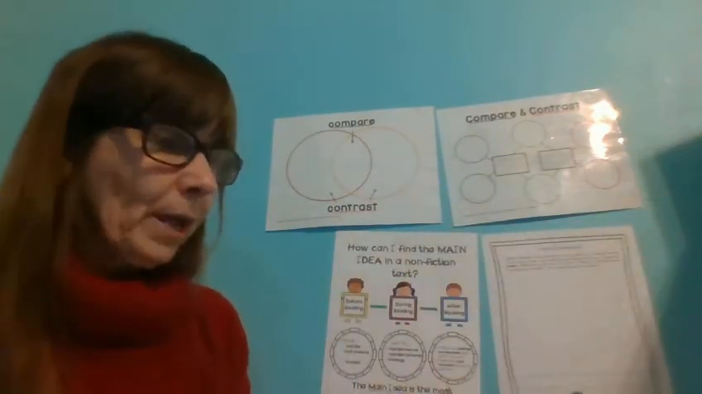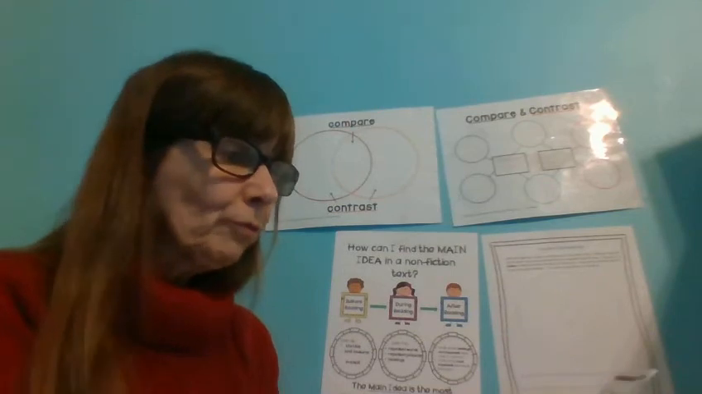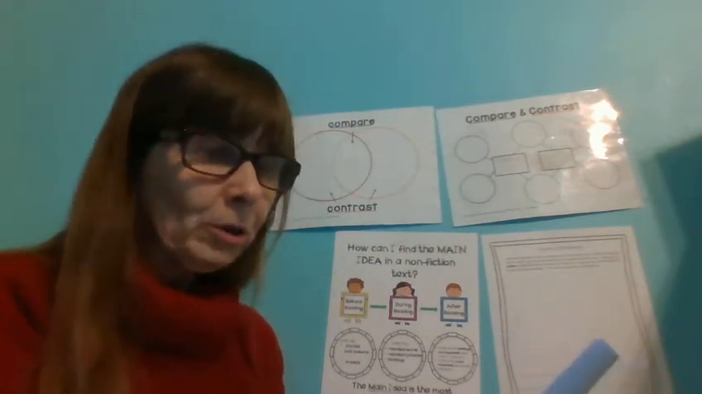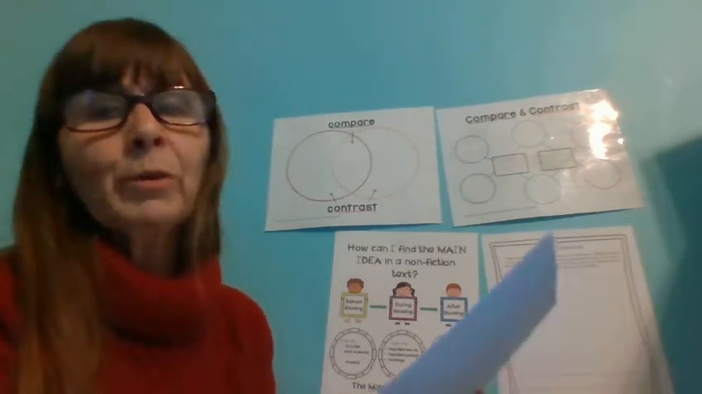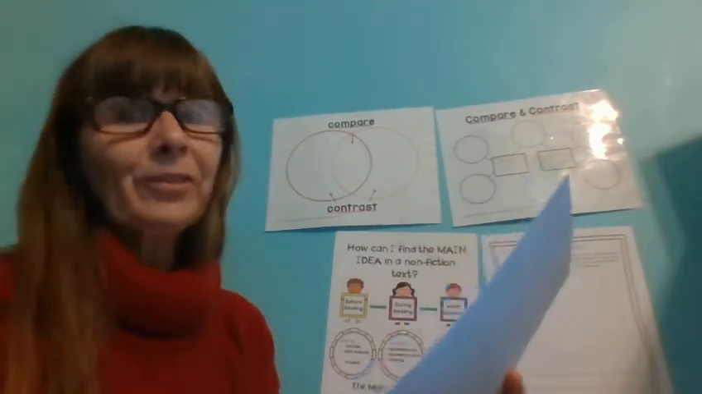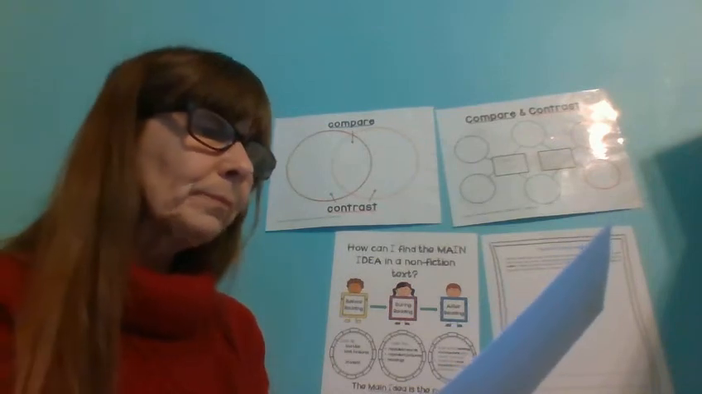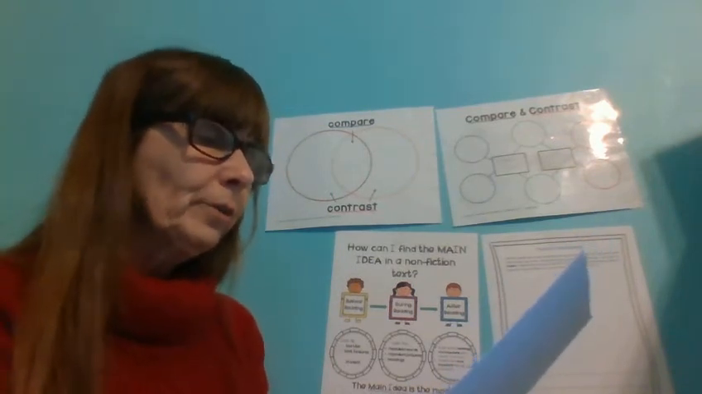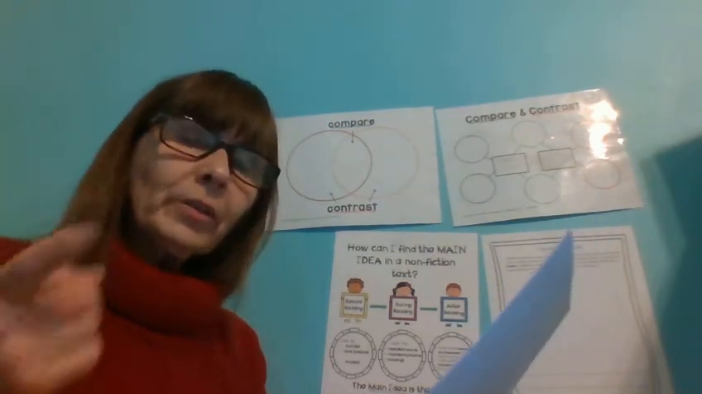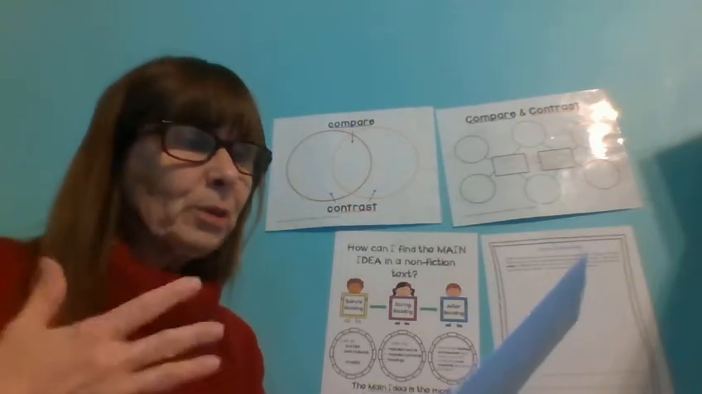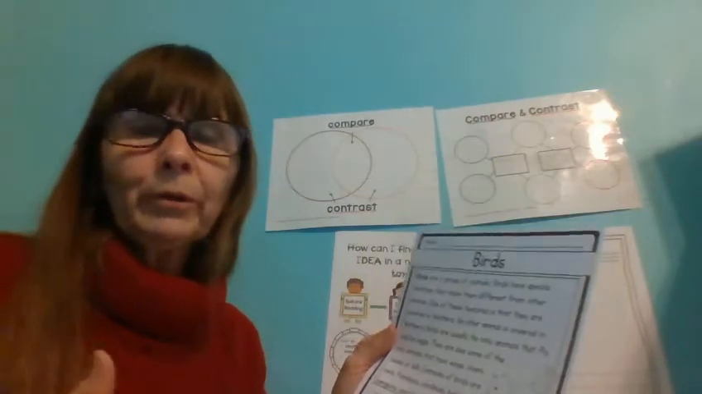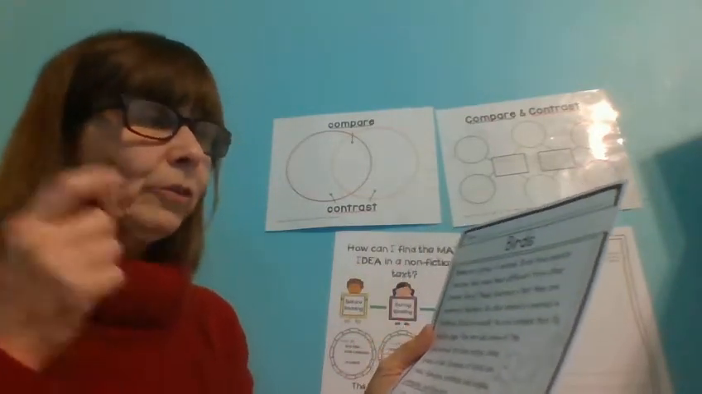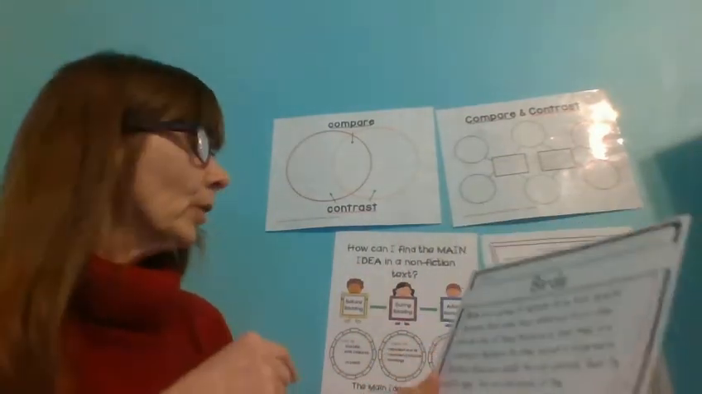Birds are a group of animals. Birds have special features that make them different from all other animals. One of these features is that they are covered with feathers. That's the main reason why they're different. No other animal is covered in feathers. So that sounds like a detail I want to remember. And my prediction, because the title is birds, there's a picture of a bird, the first word is birds, this is probably about birds. So I want to start remembering details that I would put in this circle about birds.